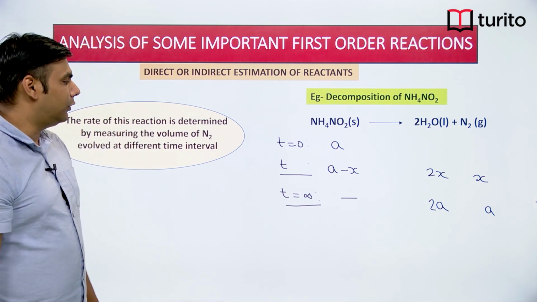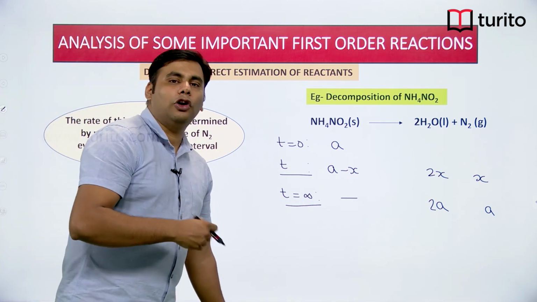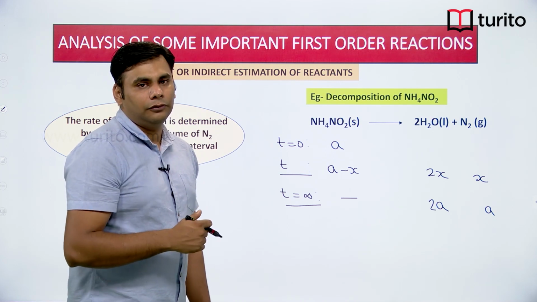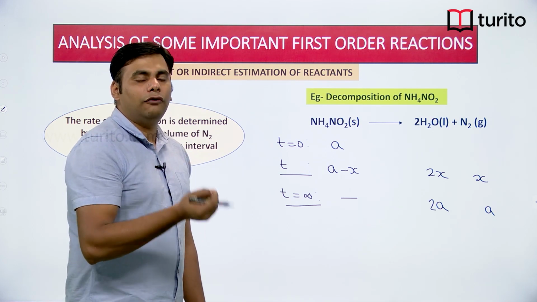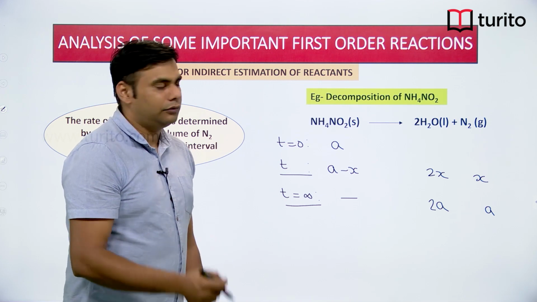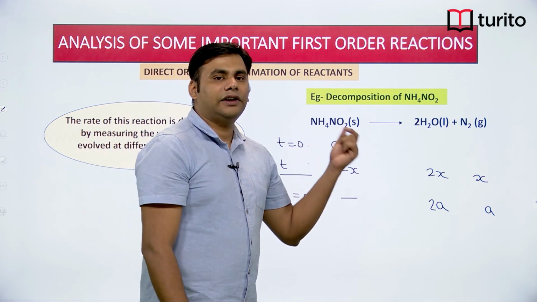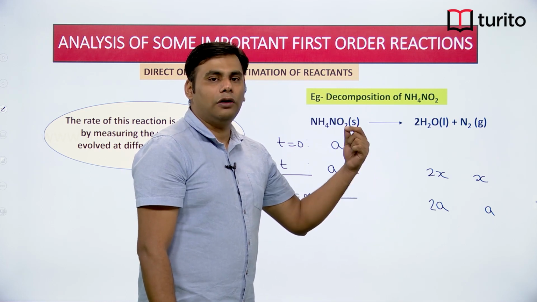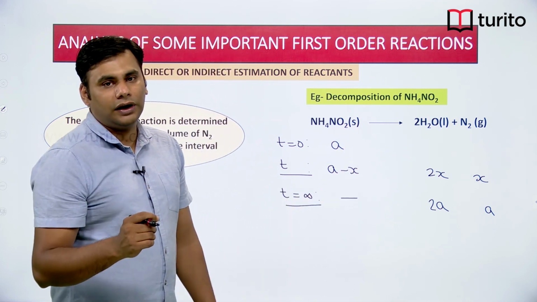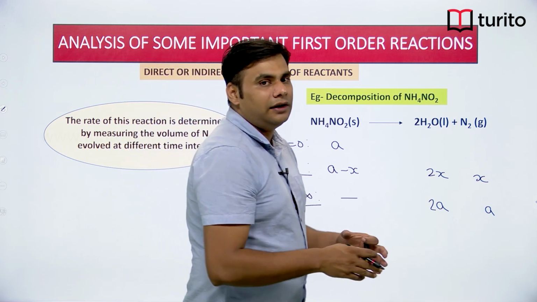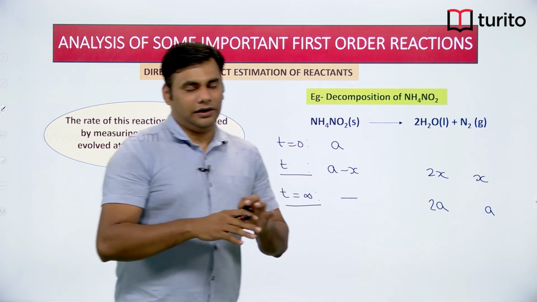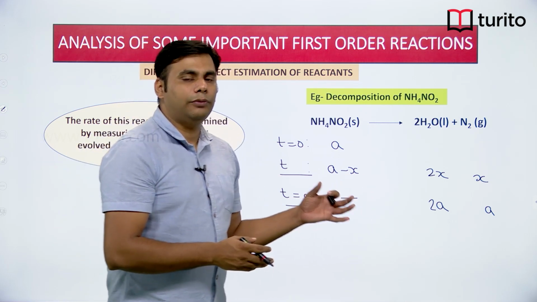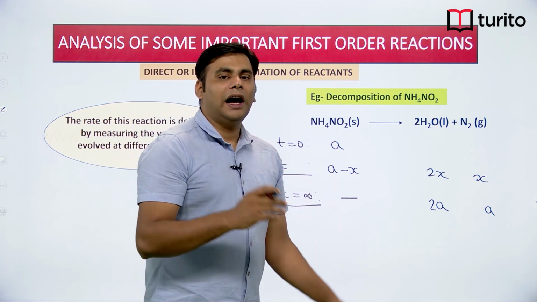We are going to measure the volume of N2 after every interval of time. At time t equals to 0, the volume of N2 evolved would be 0 because only reactant would be present. After say 5 minutes, some volume of N2 would be evolved. We know that PV equals nRT, and the reaction is carried out under a constant pressure. So we will say that pressure is constant, temperature is constant, R is constant.